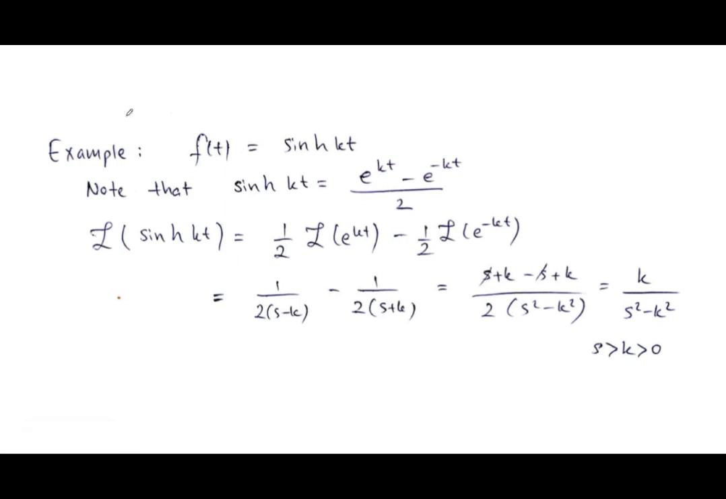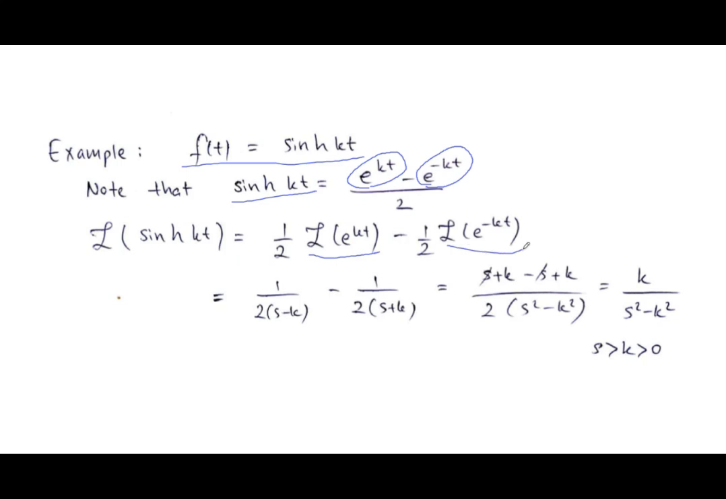In the next example, suppose this time you want to calculate the Laplace transform of the hyperbolic sine function. There is a similar property for the hyperbolic cosine and sine functions that represents them in terms of the exponentials. So we can use this property, and this is equal to e to the power kt minus e to the power minus kt, divided by 2.